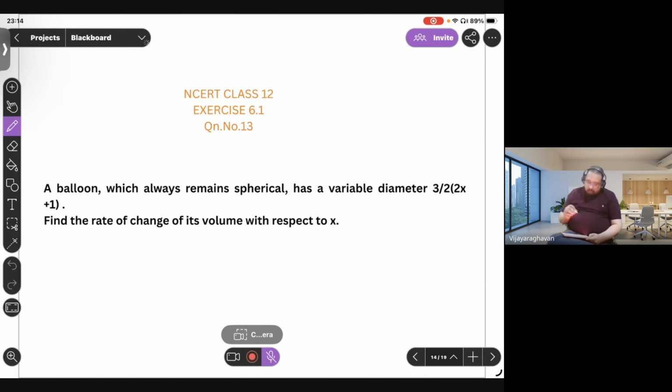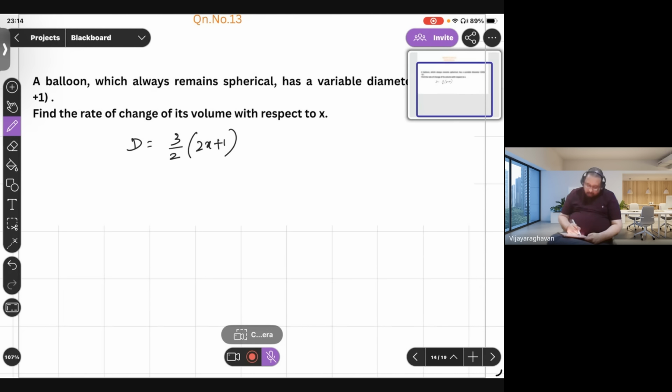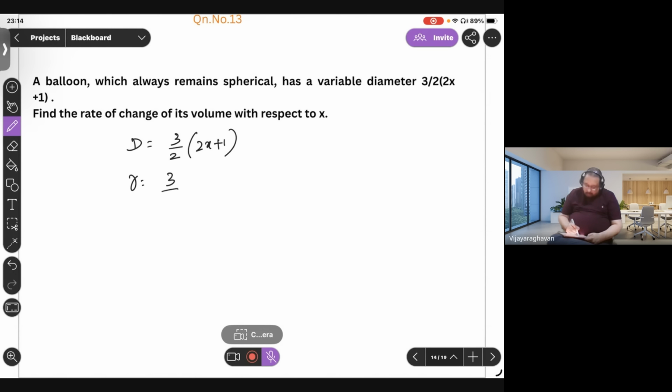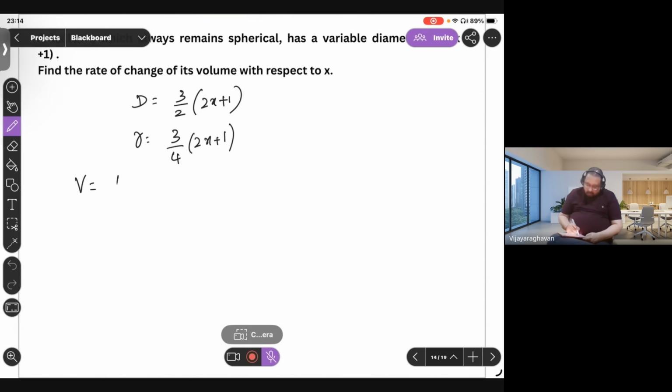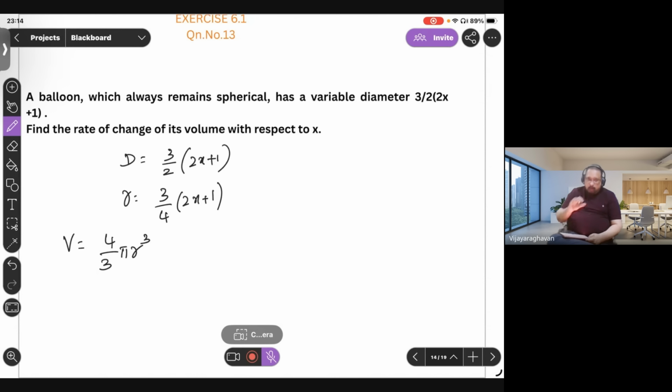Next question, 13. A balloon, always spherical, has a variable diameter. So d equals 3 over 2 times 2x plus 1. So the radius equals 3 over 4 times 2x plus 1, because this is half of the diameter. So volume is 4 over 3 pi r cube. An important thing I will tell you before that: here the time factor is not there. So if we find dV/dx, that is enough. So simple.